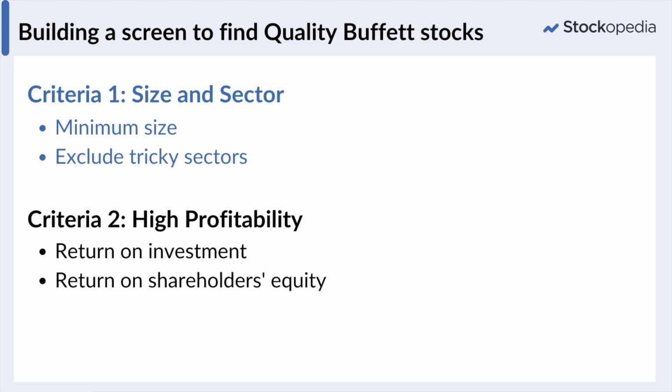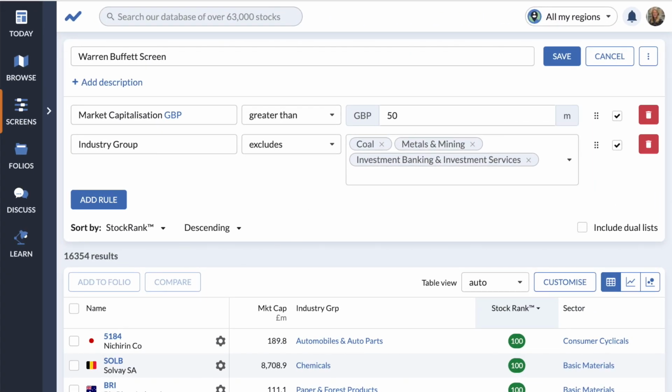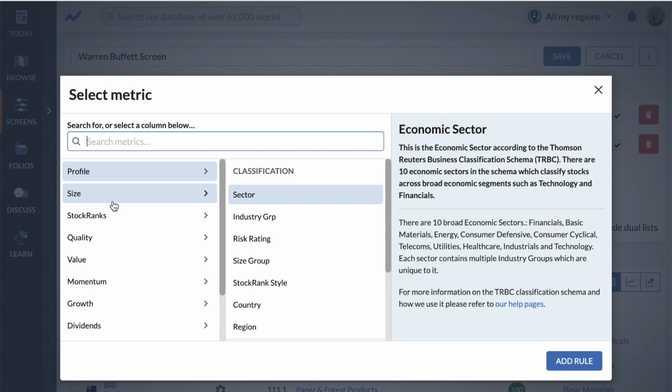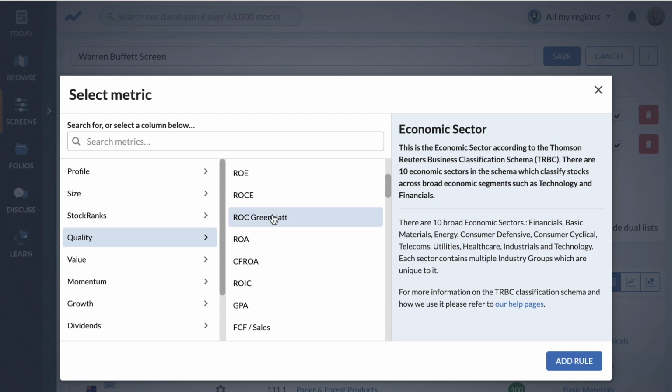Next, we'll look at one of Buffett's key requirements: businesses with above average profitability. Now, we've got a few options here for showing companies with a high return on capital, but the one we're going to pick is this return on capital as defined by another reputable US investor, Joel Greenblatt. The reason for picking this definition is because it more closely calculates the profits a company earns from its operations and fixed assets, which aligns with Warren Buffett's thinking.